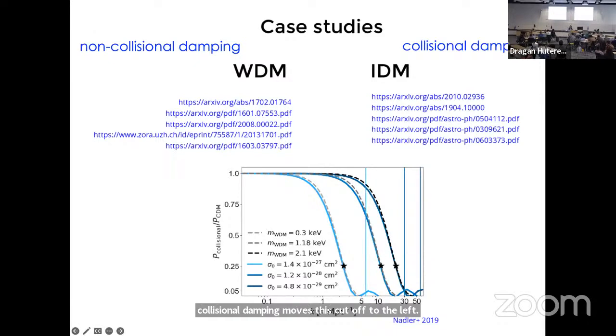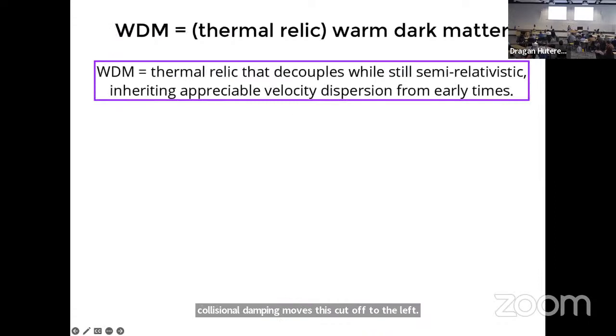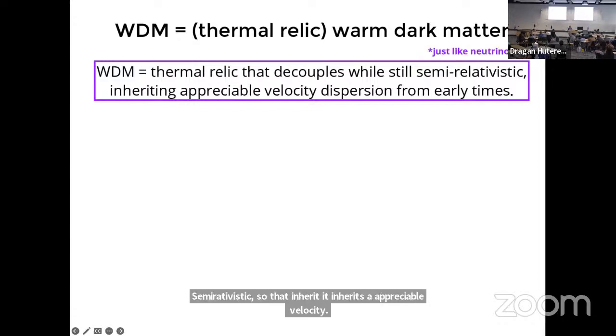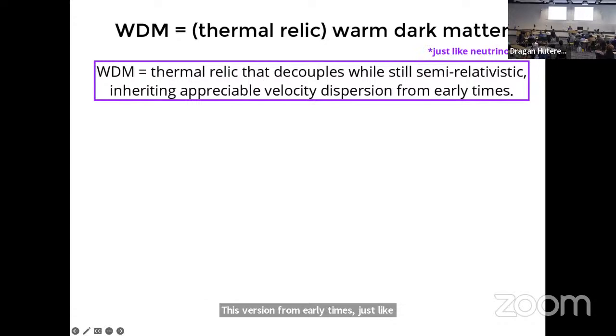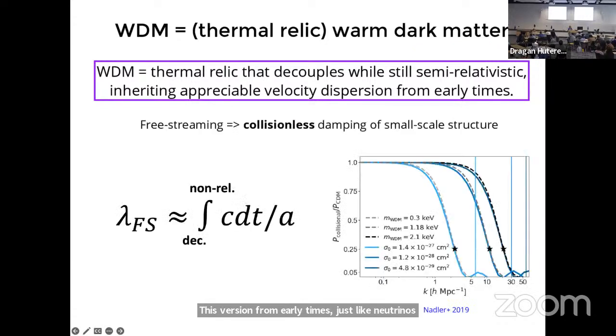So let's talk for a few minutes about warm dark matter. What people mean by warm dark matter is a thermal relic that decouples while still semi-relativistic, so that it inherits appreciable velocity dispersion from early times, just like neutrinos. That's exactly what neutrinos do.